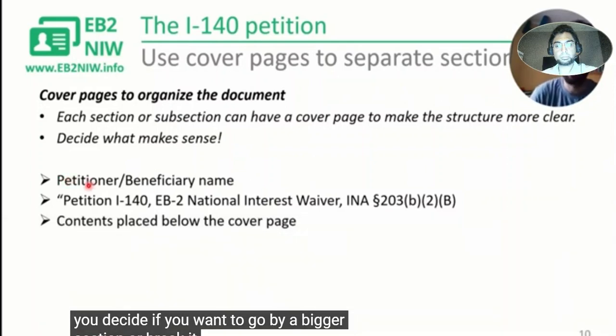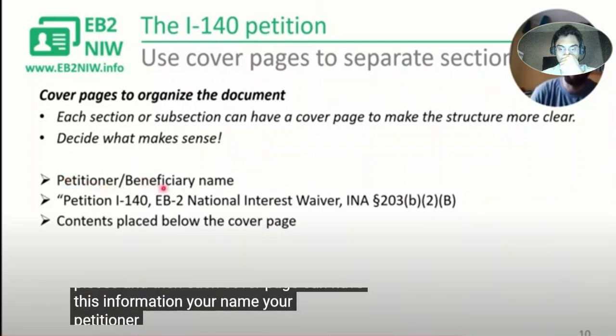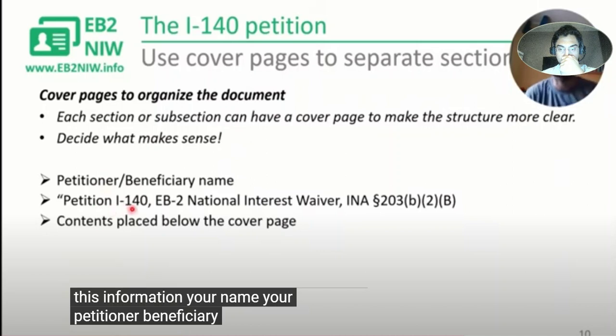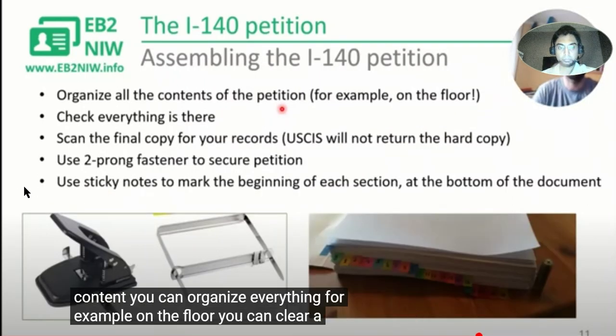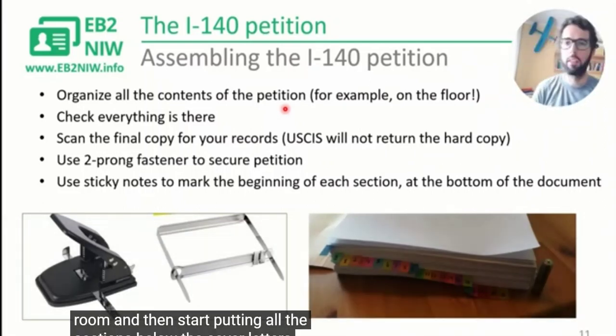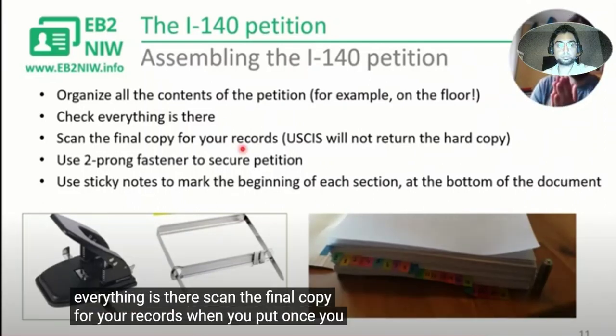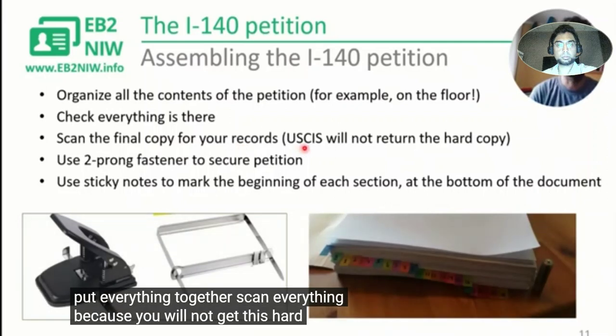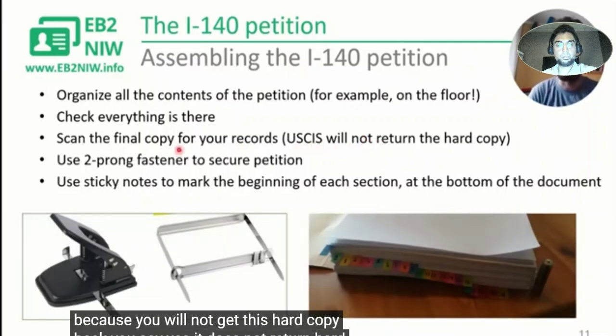And then each cover page can have this information: your name, your petitioner or beneficiary name, and then some sort of title. For example, petition, and then start putting all the sections below the cover letters, organize every record. Once you put everything together, scan everything, because you will not get this hard copy back. USCIS does not return hard copies.